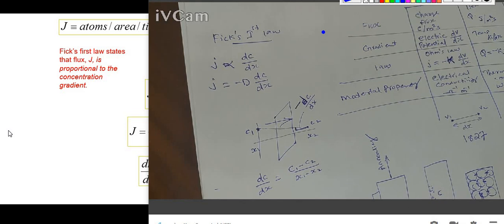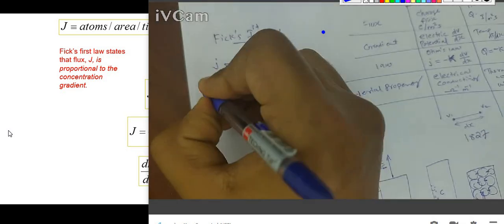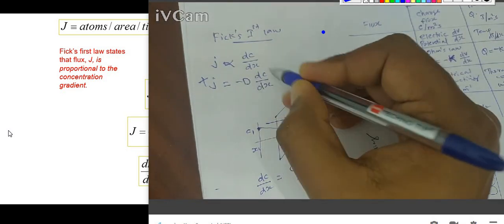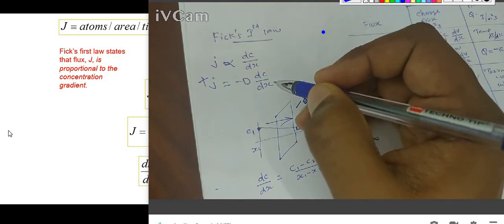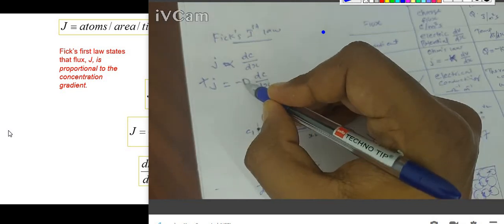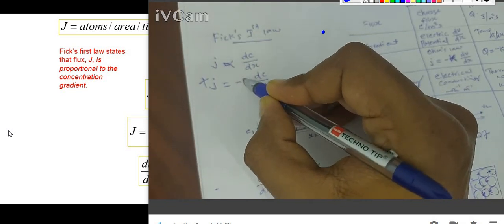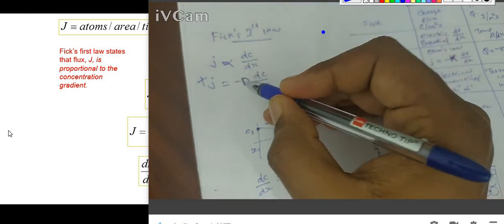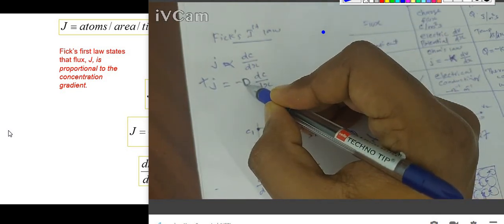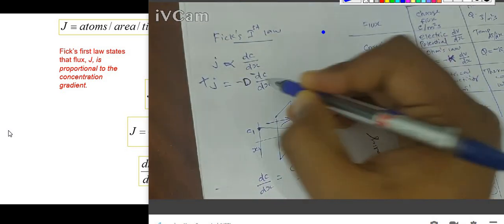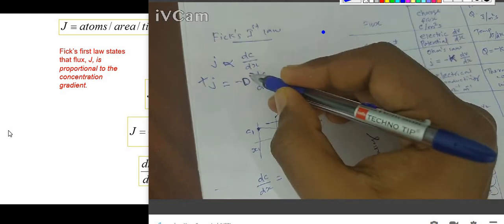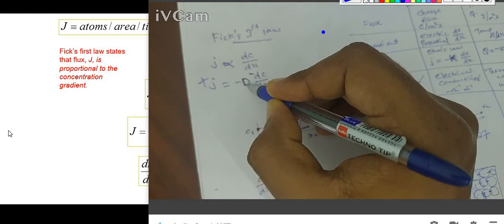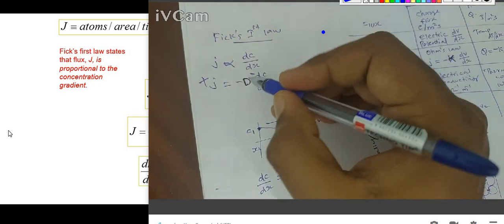Here J is positive and this dC by dx is negative. To maintain this D as positive, this diffusivity, which is a material property, should be positive. And dC by dx is negative because of this decreasing concentration, so we have to maintain the diffusivity as positive. That is why we give a negative sign here.